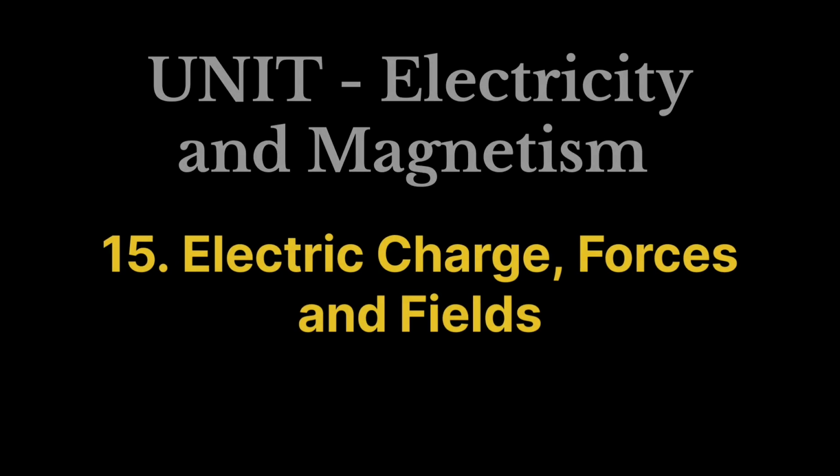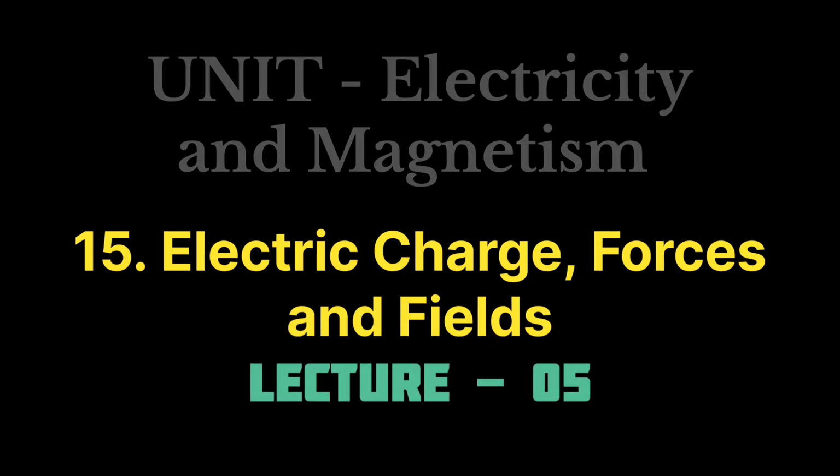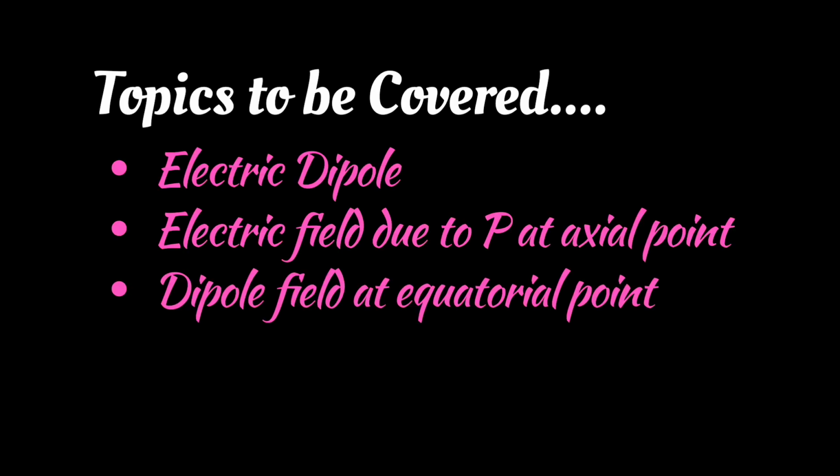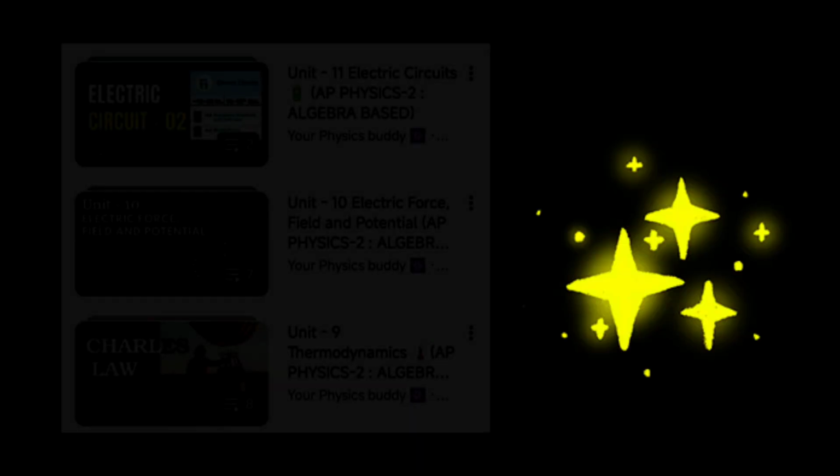This is your physics buddy, and today I'm welcoming you to another session on electricity and magnetism, which is going to be lecture number 5. In this session, we're going to talk about electric field due to a dipole. We'll try to find out the expression for electric field due to a dipole at an axial point as well as at an equatorial point. This is going to be another important session.